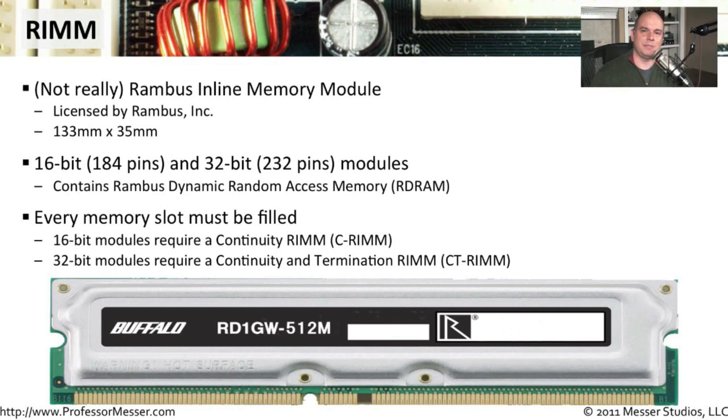You wanted really fast memory to keep up with these really fast processors that we had. This was not a SIM type of memory, as Alex is asking in the chat room. This is its own memory package type. It had its own number of pins, 184 pins on the 16-bit type, and 232 pins on the 32-bit modules.